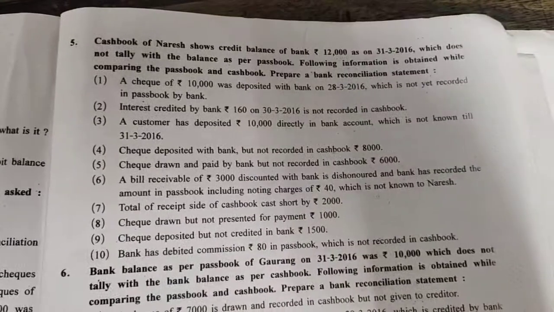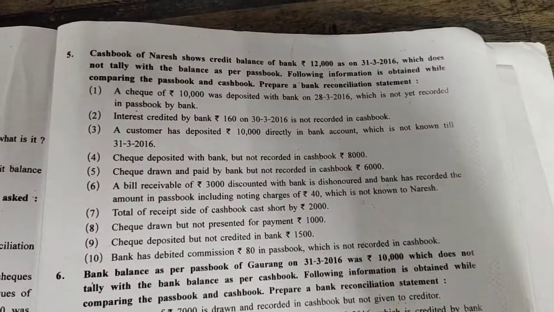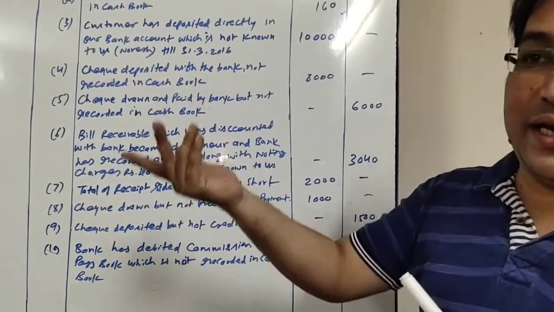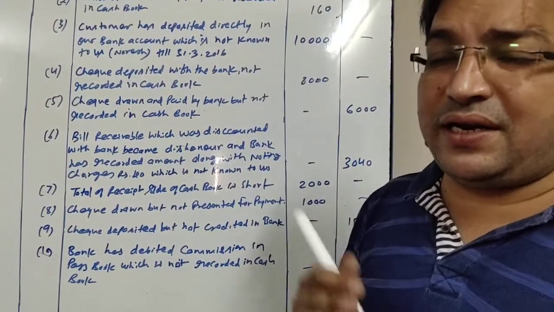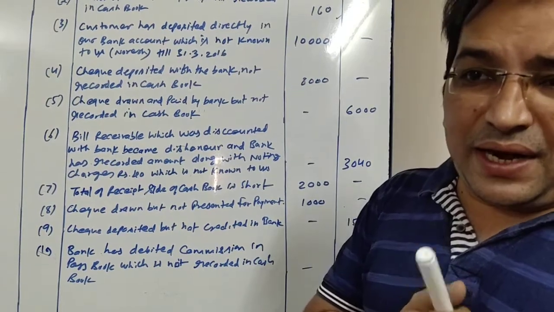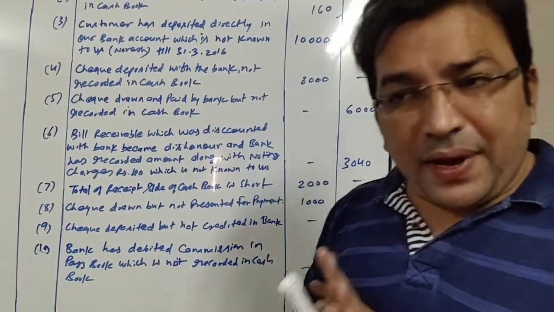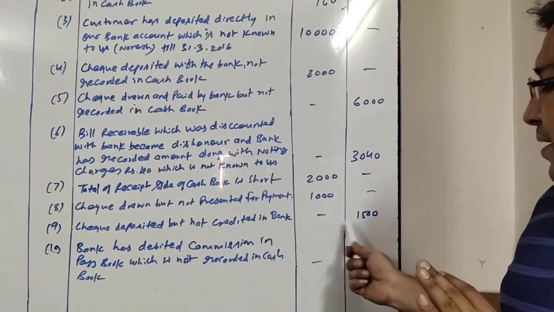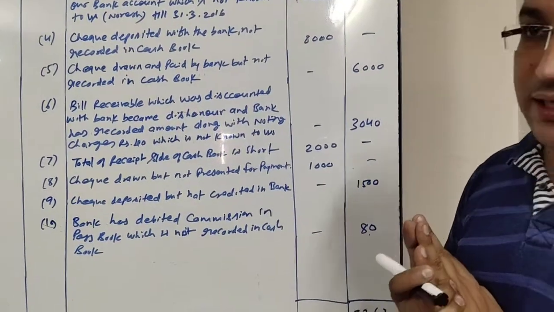Next one, check deposited but not credited in bank, rupees 1,500. Friends, clearly it is mentioned that the check is deposited but not credited in the bank. So we will be crediting this in our bank reconciliation statement. So: check deposited but not credited in bank, 1,500, in our bank reconciliation statement.